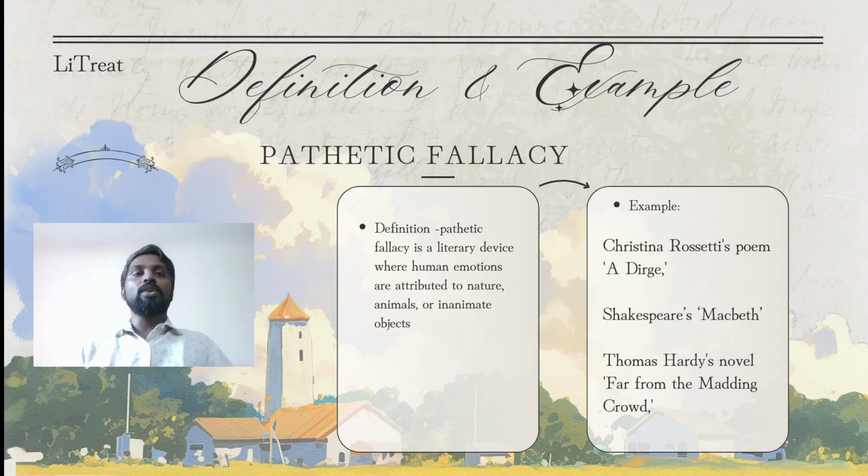Shakespeare frequently used pathetic fallacy, as in Macbeth, when the king Duncan is murdered. One character describes, "The night has been unruly. Where we lay, our chimneys were blown down." The unruly night mirrors the disruption of natural order caused by regicide.